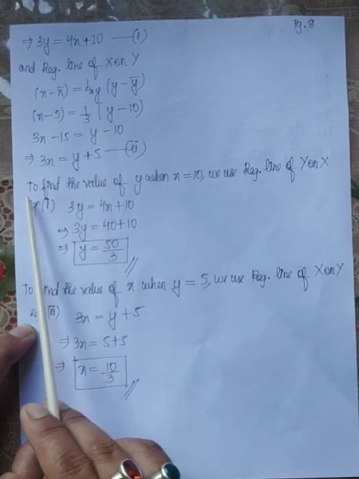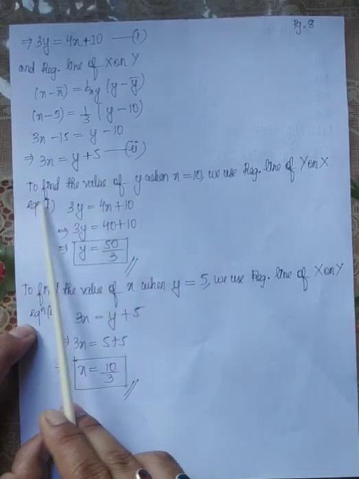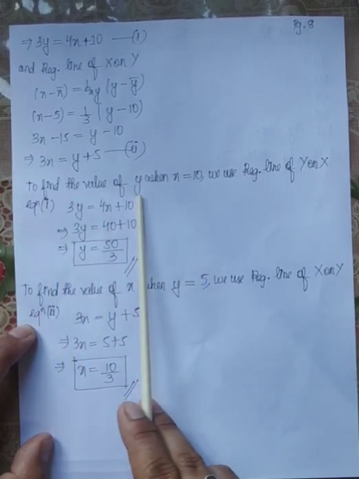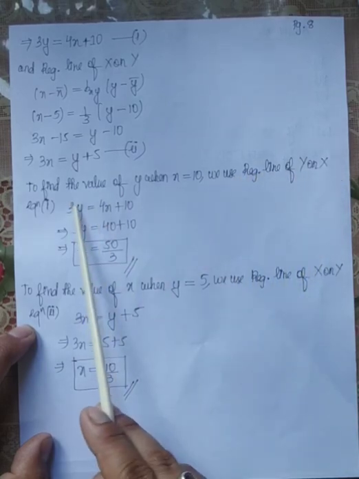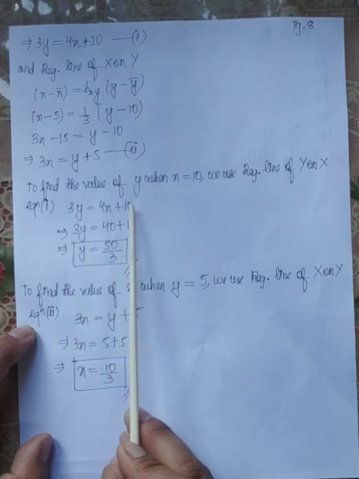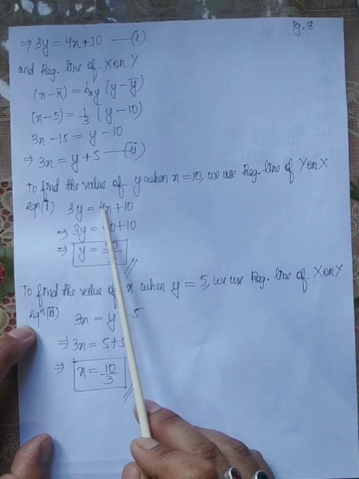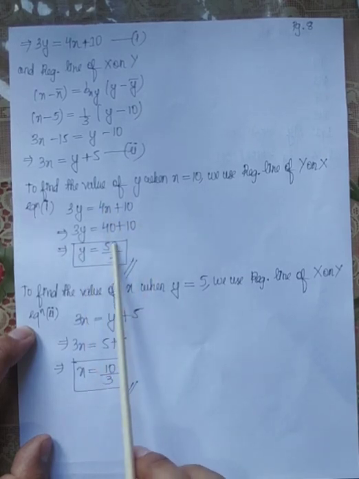According to the question, you're asked to find the value for y when x is 10. So to find the value for y, we have to use the regression line of y on x, which is 3y is equal to 4x plus 10. The value for x is 10, put it here. So 4 into 10 is 40, 40 plus 10 is 50. So hence the value for y is 50 by 3.